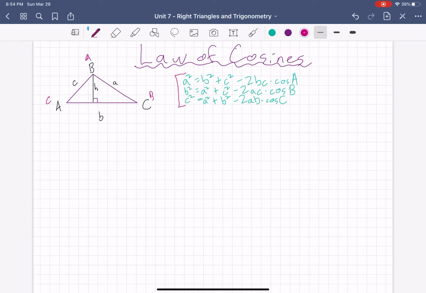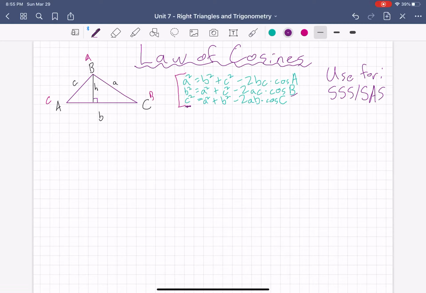All right, I want to say really quick, we use the law of cosines for two different situations. One of them is when we know all three sides of the triangle. If we know all three sides and we want to find an angle, we would use the law of cosines. We also use it when we know two sides and the included angle, and we want to find the side opposite that included angle.